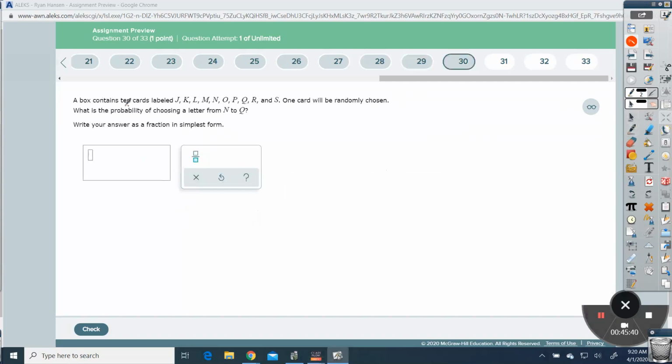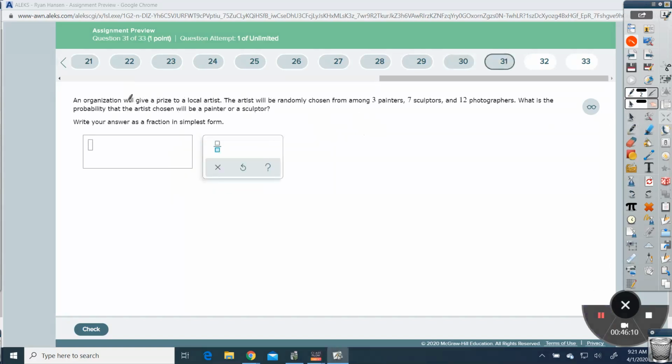So it says a box contains 10 cards. So that's an important idea right there, 10 cards. It says one card will be randomly chosen. What is the probability of choosing a letter from N to Q? So there's 1, 2, 3, 4 cards. So 4 out of 10, which makes 2/5. So again, I use that button and type in 2/5 because it says leave it as a fraction.